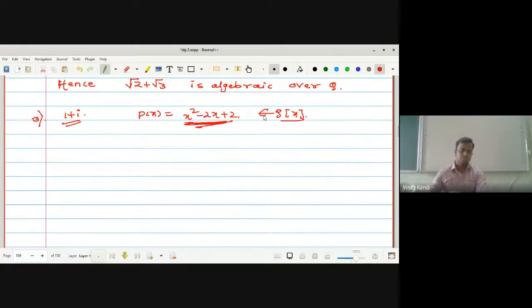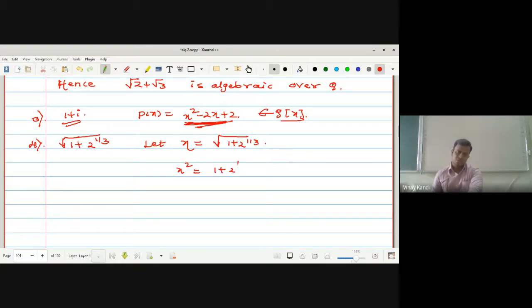1 plus square root of 1 plus 2 raised to 1 by 3. What is the degree of this one? Let x is equal to square root of 1 plus 2 raised to 1 by 3. What is x square? 1 plus 2 raised to 1 by 3. X square minus 1 is equal to 2 raised to 1 by 3. X square minus 1, bracket cube is equal to 2. Okay.